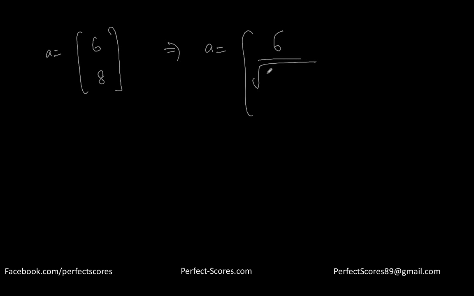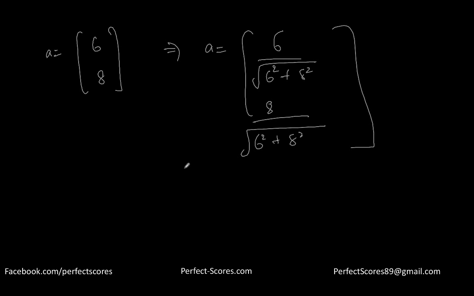So if I want to say, let's say for example, I have a vector, let's say a, this is 6 and this is 8. I want to convert this into a unit vector. I want to convert the magnitude to 1 by keeping the direction same. What I can do is divide 6 by square root of 6 square plus 8 square. I can divide 8 by square root of 6 square plus 8 square.